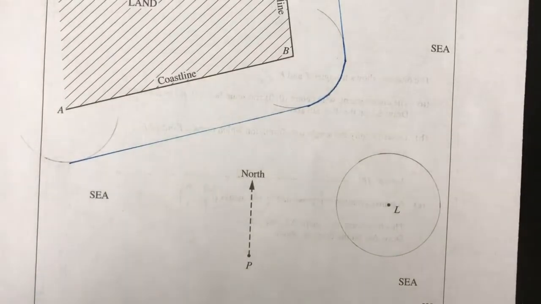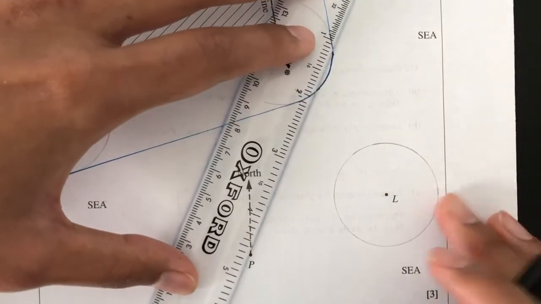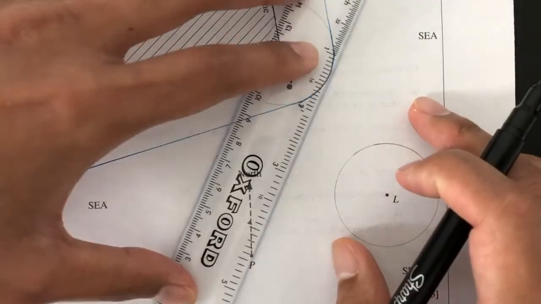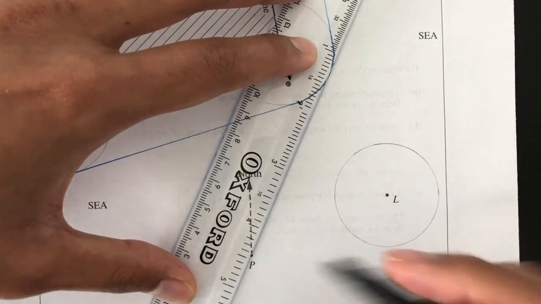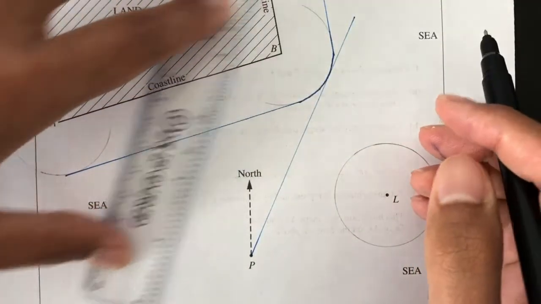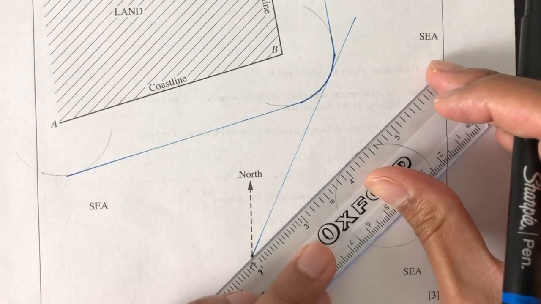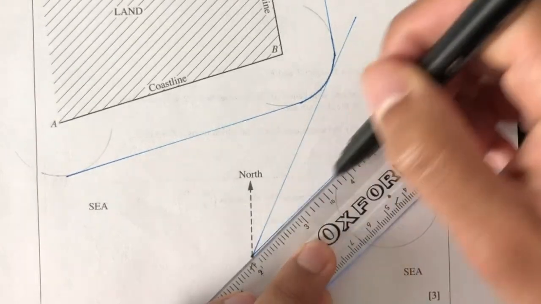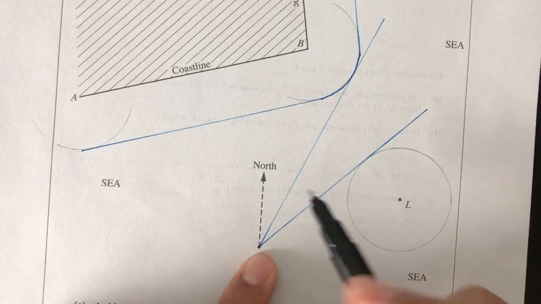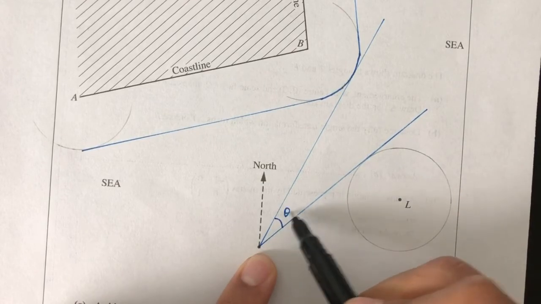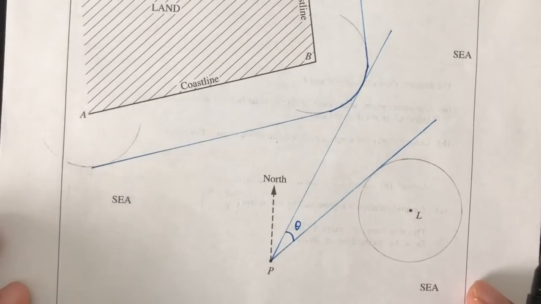So as we know, we first have to draw this line. So we have to draw the tangent to this circle here, and the tangent to this circle. Okay, so basically the range the ship can move is between this angle. So it does not touch these two lines. So I have to measure this angle. So what is the size of this angle?